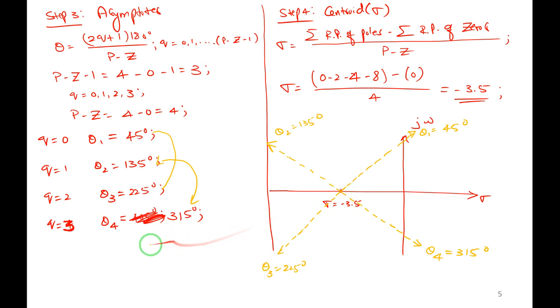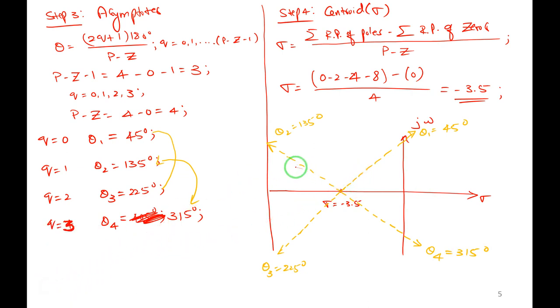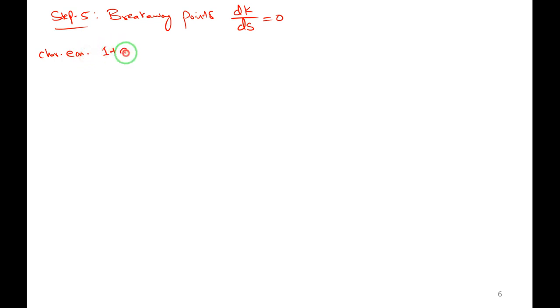Okay, next we'll continue with step 5. I think it is breakaway points, right? Breakaway points. So we know that breakaway points are given by dk by ds equal to 0. First we'll get the characteristic equation: 1 plus G(s)H(s) equal to 0.